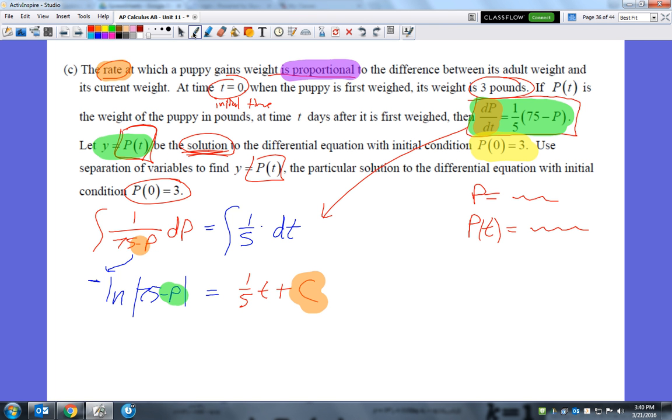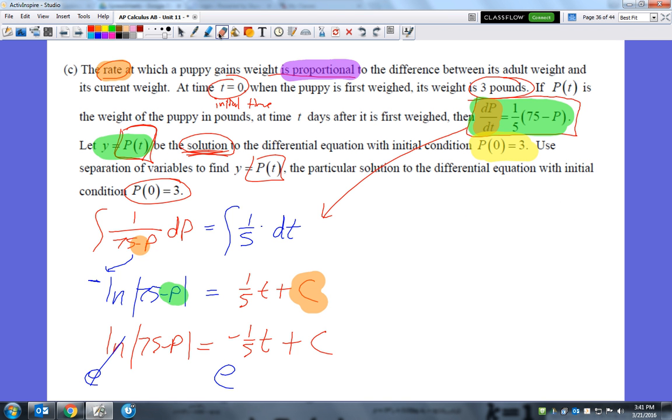So from here I'm going to multiply both sides by a negative. So I get natural log of 75 minus p, absolute value that is. And then I'll get a negative 1/5 t. Now it's minus c, but again, it doesn't matter. We could just put plus c all day because we're going to find what that variable is at the end. I will apply now a base of e to both sides because my goal is to cancel that so that I can drop that 75 minus p. Again, I'm trying to get p all by itself.